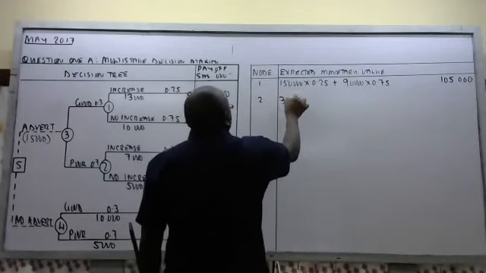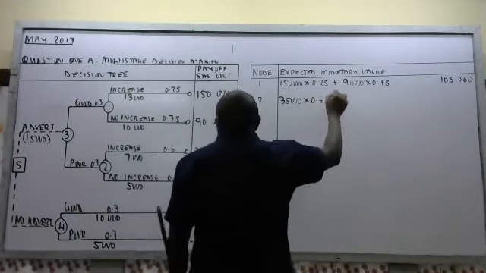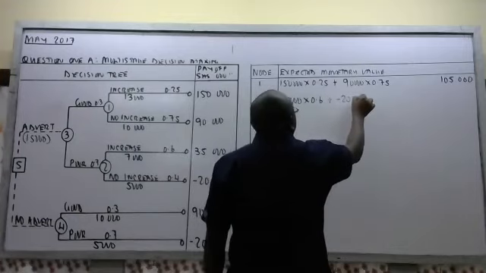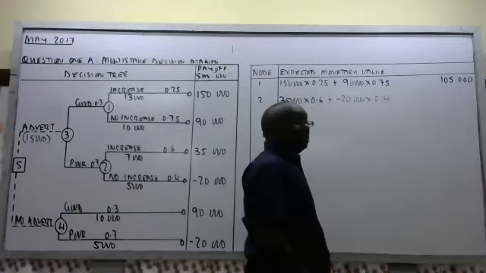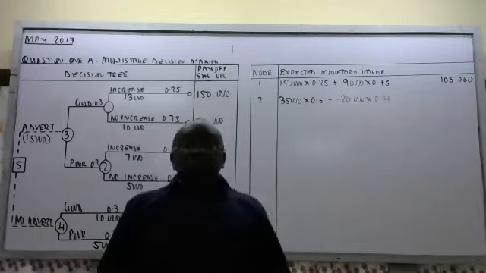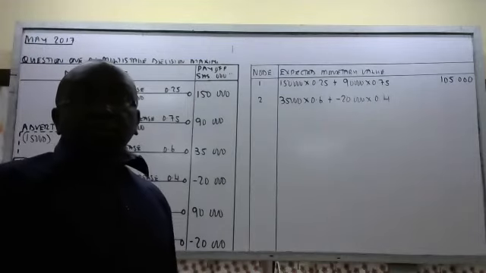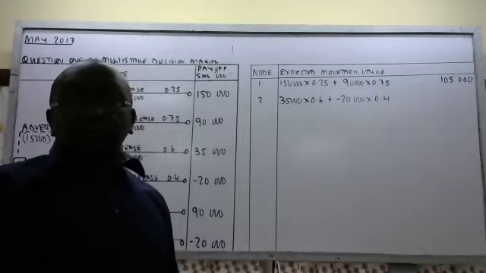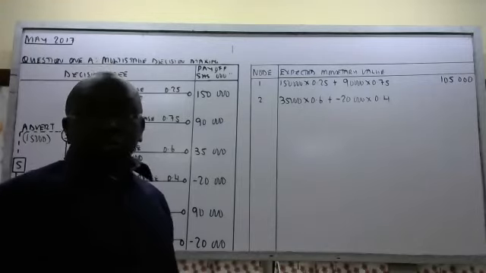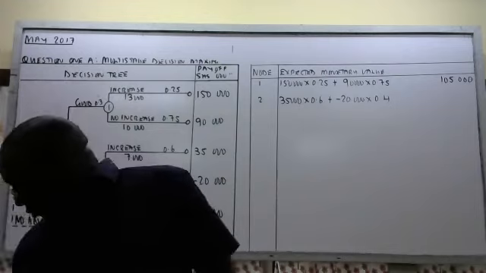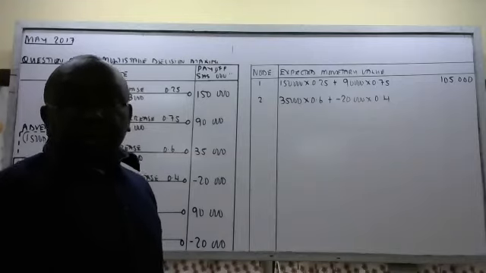Let us go to number 2 and do the same thing. It will be 35,000 multiplied by 0.6 plus minus 20,000 multiplied by 0.4. The answer? 13,000.